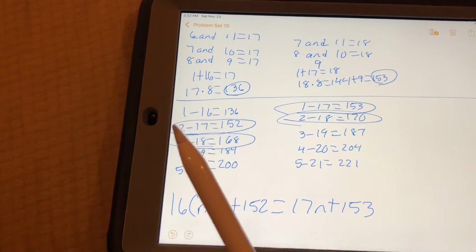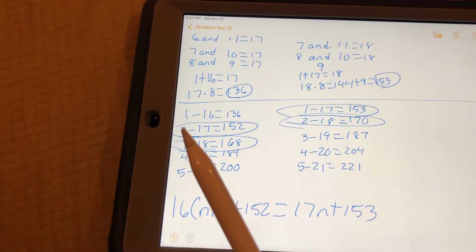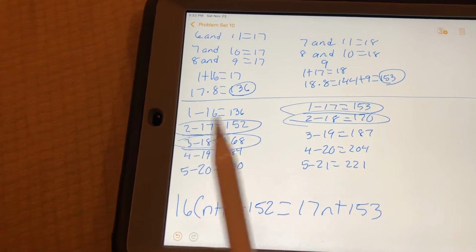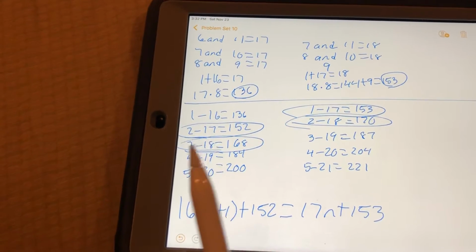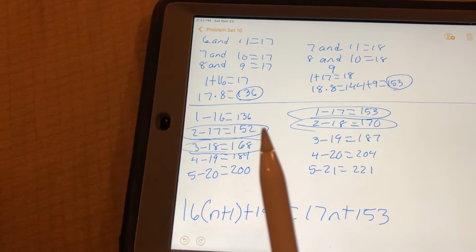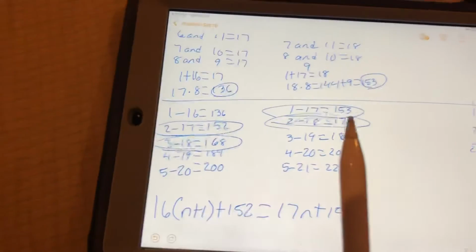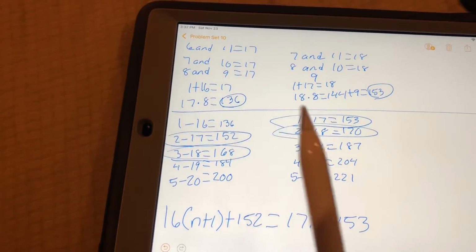Then I tried to figure out a common pattern, right? So 1 through 16, the 16 numbers in this set, then 2 through 17, 3 through 18, and you add 16 each time. 136 plus 16 is 152. So I saw this pattern, which means that this is probably the same as well, which it is. This one only adds 17, which makes sense because it's 16 and 17.